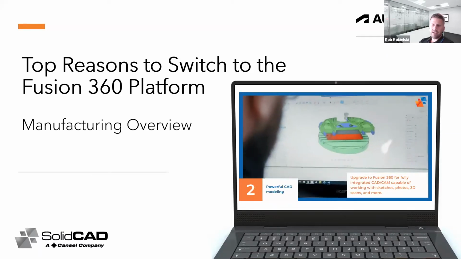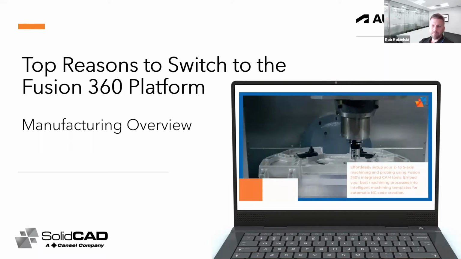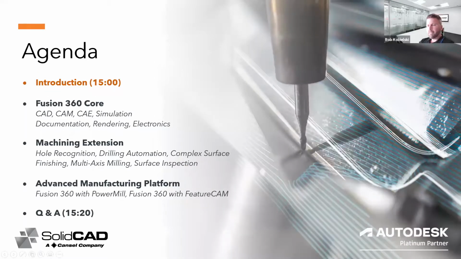And to this end, I would like to present today's agenda. I've noticed the start time on our first item is 3 p.m. and our last item is 3:20, to give us plenty of time to interact with everyone and answer your questions. I'll begin with an overview of the core functionality in Fusion 360 and follow up with a broader sweep across manufacturing through the extensions and the advanced manufacturing platform. So I hope you find this to be a good use of your time, and I look forward to your feedback.